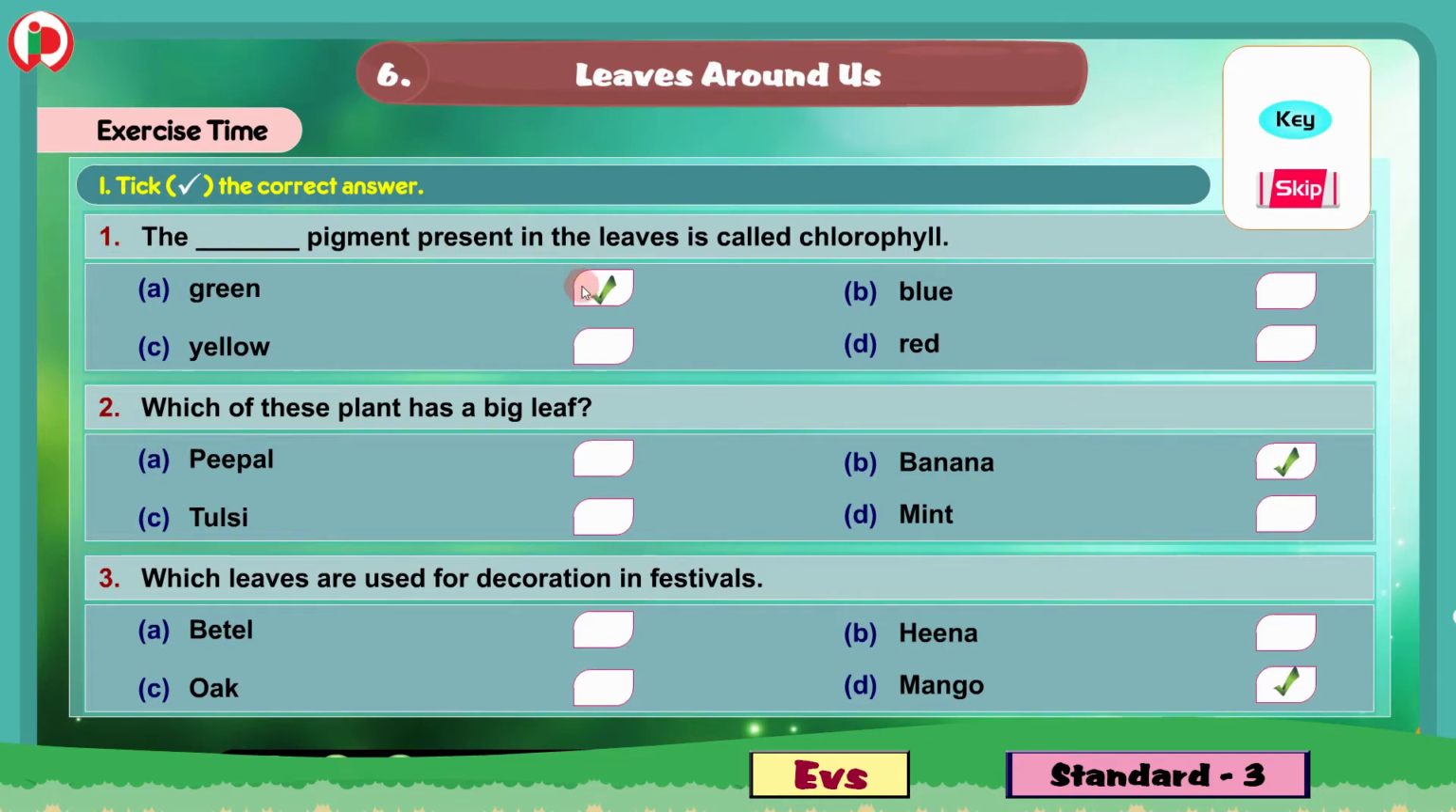So children, we have chosen the correct answers for these questions, and now I will read with the answers. The green pigment present in the leaves is called chlorophyll. 2. Which of these plant has a big leaf? Banana plant has a big leaf. 3. Which leaves are used for decoration in festivals? Mango leaves are used for decoration in festivals. This is about the first bit. Now we will move to the next bit.